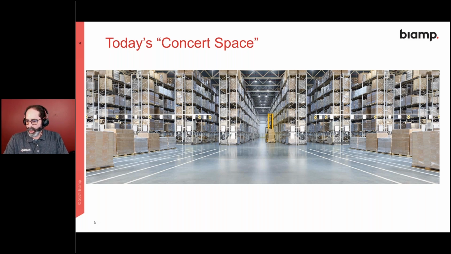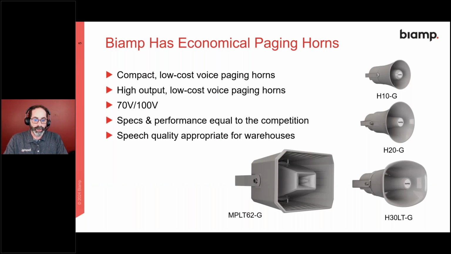Biamp has a bunch of economical paging horns. These are the kinds of things you're used to seeing when you think of paging in public spaces. Reentrant horns like this that run on 70-volt lines. They provide just enough voice bandwidth to get the basic job done. The larger one at the bottom there, the MPLT62G, actually has a two-way system, so that's much clearer because it has that high frequency component up above 4,000 hertz.